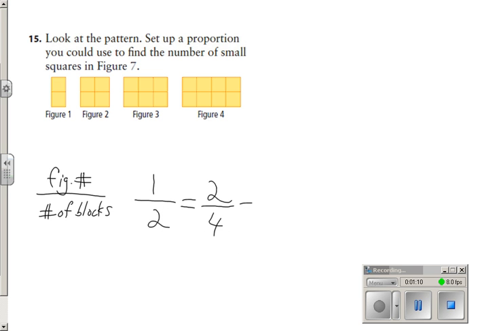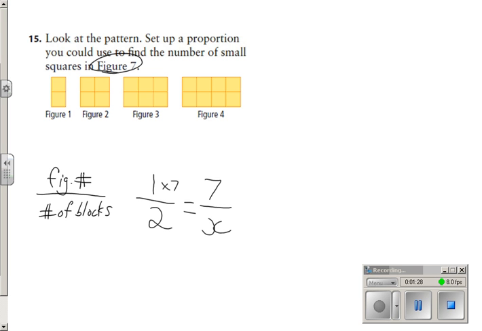Well, let's go back up here. Let's go to the first one. So 1 over 2, figure number. Here it wants me to find out figure 7. So if I put figure 7 as my top one and my variable is I don't know how many blocks it is, it would look like that. Okay, this is the proportion we use to figure out how many blocks are there.